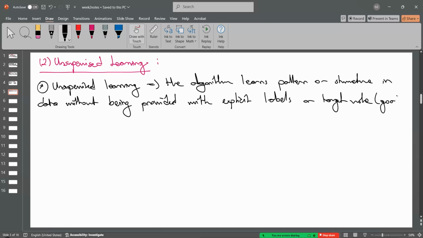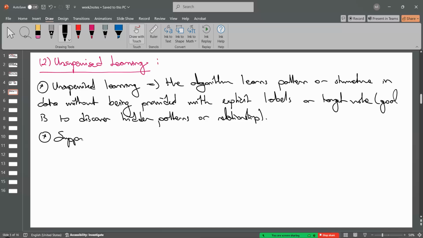And the goal is to discover hidden patterns or relationships. Okay? So, how can we understand this property?